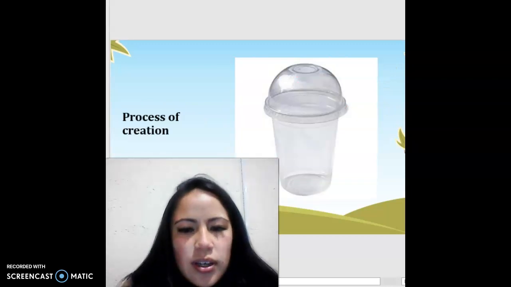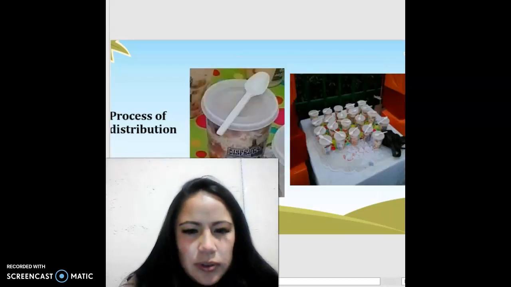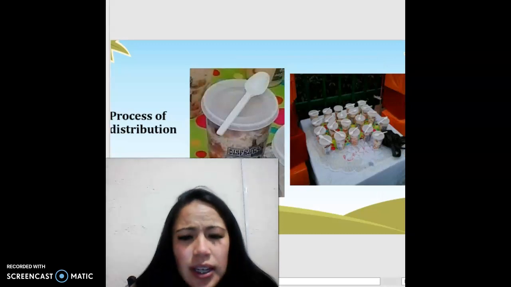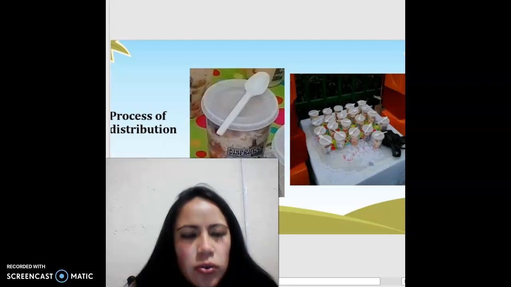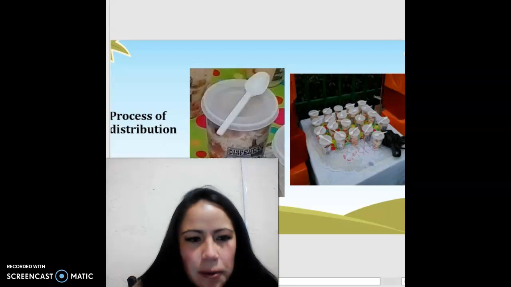In the process of creation, a 12 ounce glass with its respective lid is chosen to have a better presentation of the product. Secondly, we have the distribution process, where the packaging of our product will have its respective logo attached around it in an illustrative way.